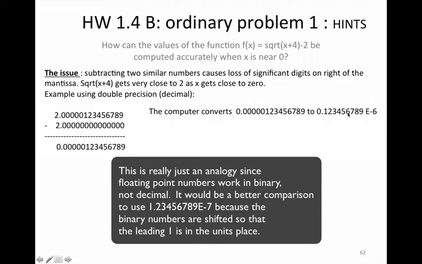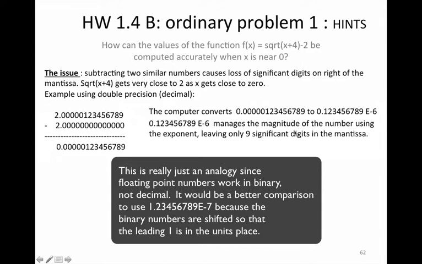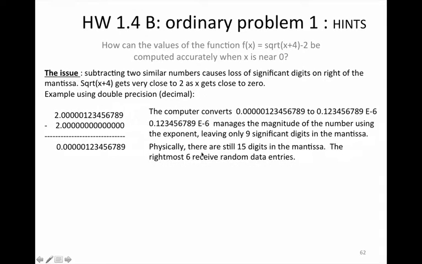We've only got 9 significant digits here to the right of the decimal point, and so we are going to be losing digits. If we had an even closer number, meaning x was even closer to 0, we would have lost even more. So this is a problem. Our job here is to fix the problem. So there are two methods that you can use.